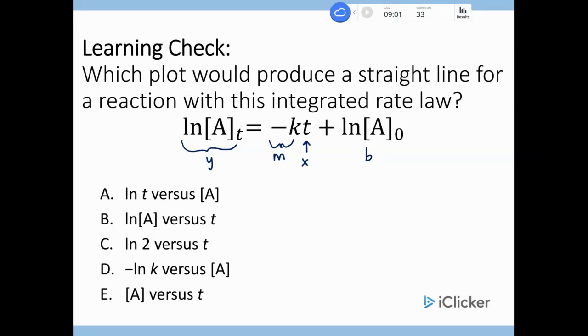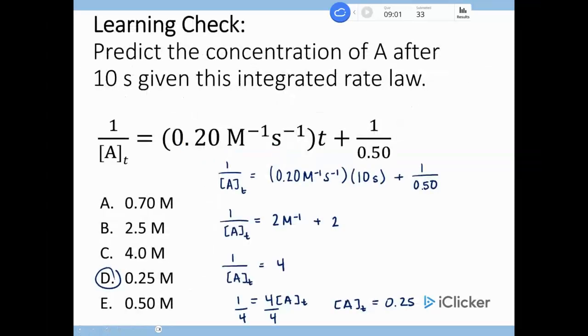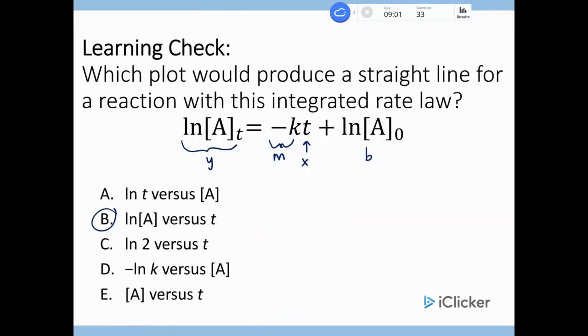So for a first order reaction, the concentration of A at time t, plotting the natural log of that concentration gives you a straight line. That does not give you a straight line for a zero order or a second order reaction, only for first order. If this were a second order reaction, then you'd need to plot 1 over the concentration of A at time t versus t. So t is still the x variable, and 1 over the concentration of A is y. And that would produce a straight line for a second order reaction. For a first order reaction, natural log of A versus time.